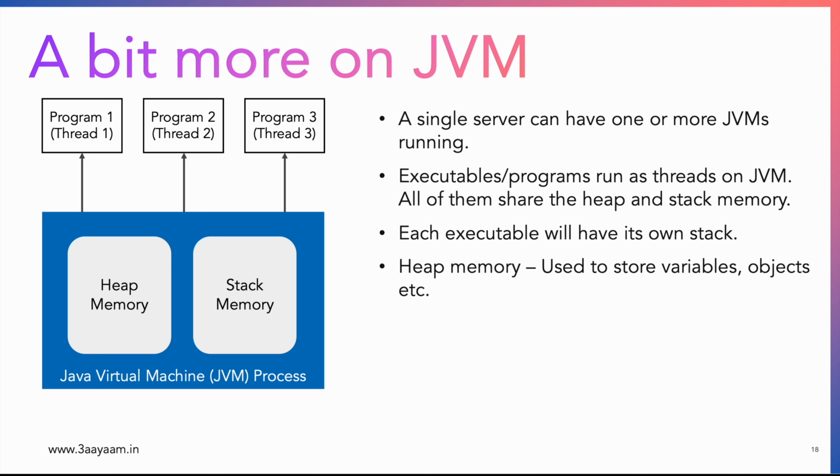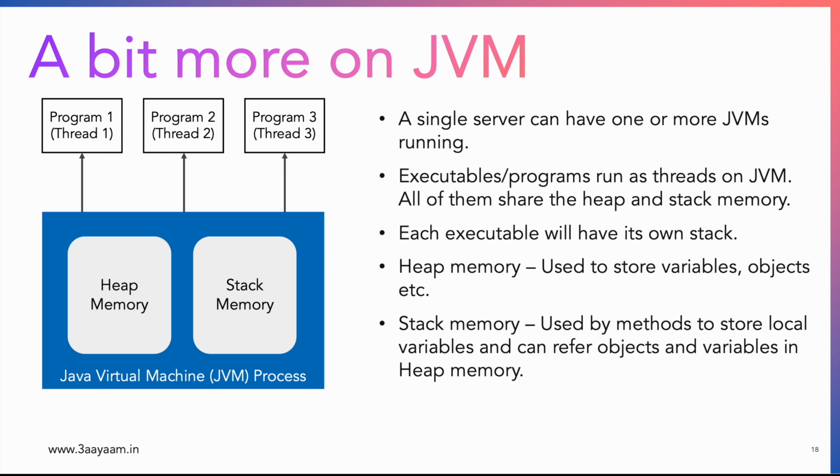What is this heap memory and stack memory? Heap memory is used to store variables, objects, etc. I think you already know what variables are and what objects are. The concept is the same as that of Python. In Python also we use variables and objects. Essentially in Python, all the variables are actually objects. So heap memory is used to store these variables or objects. The reason I have mentioned variables and objects is because in Java, we have variables that are separate from objects.